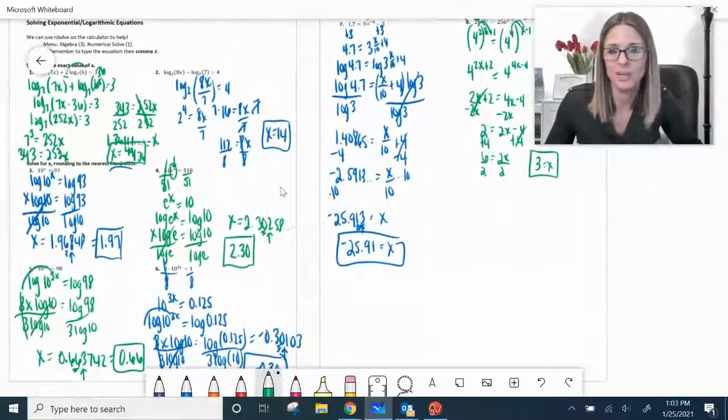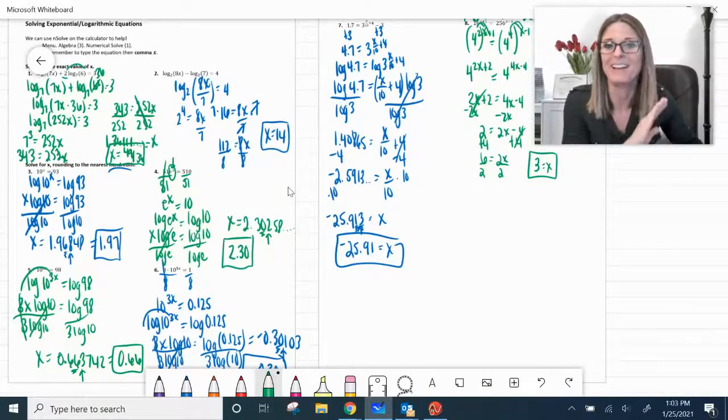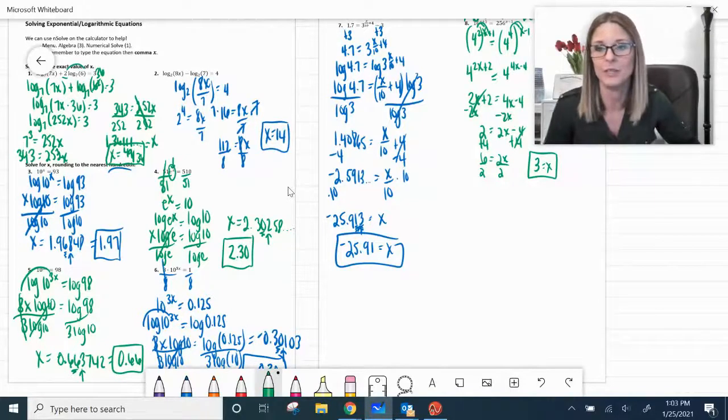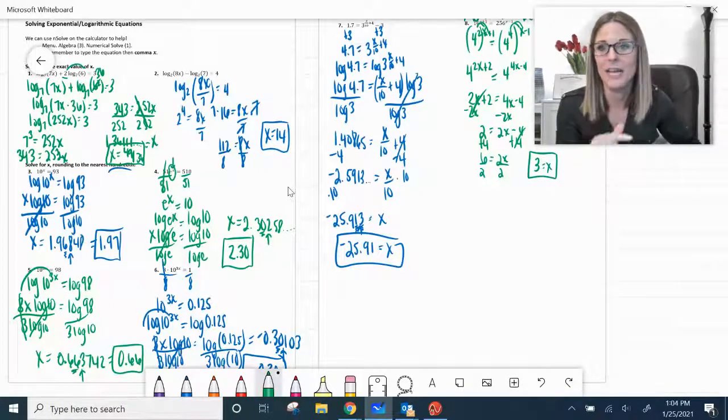There's all your work by hand, but literally every single one of those could be solved with your calculator using InSolve. And guys, on your benchmark on EOC, that is exactly what I want you to do. We ain't got time for this mess when we can quickly solve it on the calculator and move on to a question that I can't use a calculator for, that I have to do by hand. So keep that in mind, guys. Reach out if you have questions. I'll be glad to help.